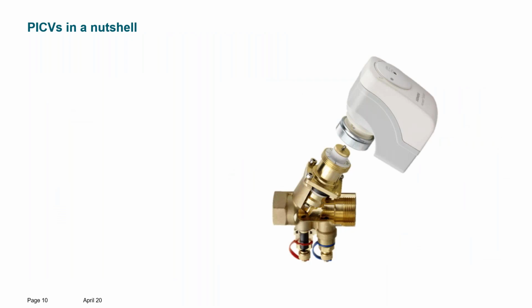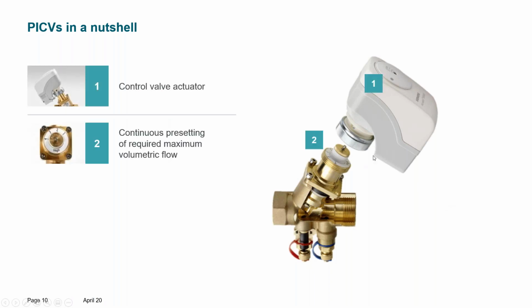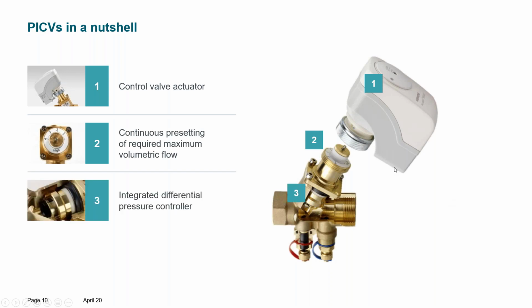But what is a PACV? And why are the benefits not only related to the commissioning and water balancing aspect of the whole project? Let's see, just as a recap, a PACV is typically three devices in one. It is a control valve. It has a manual flow presetting for commissioning. And the dynamic balancing is granted thanks to the mechanical differential pressure regulator built into the valve.